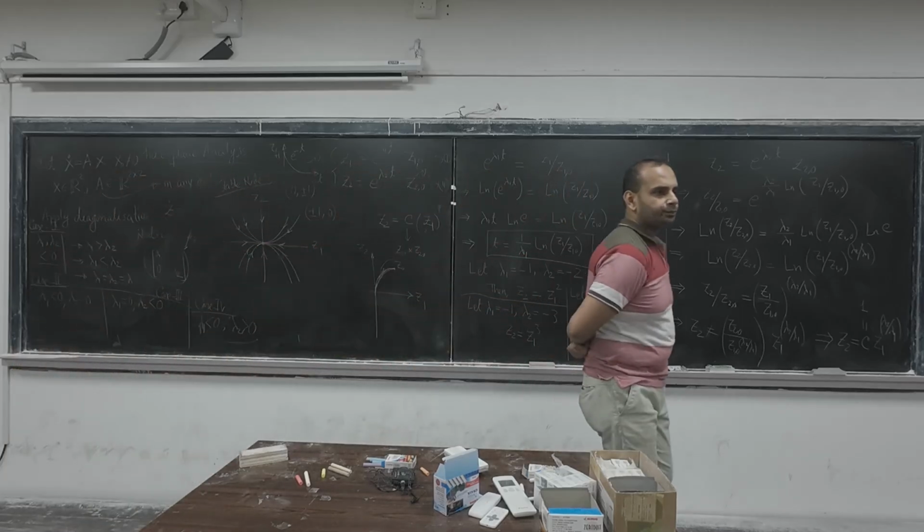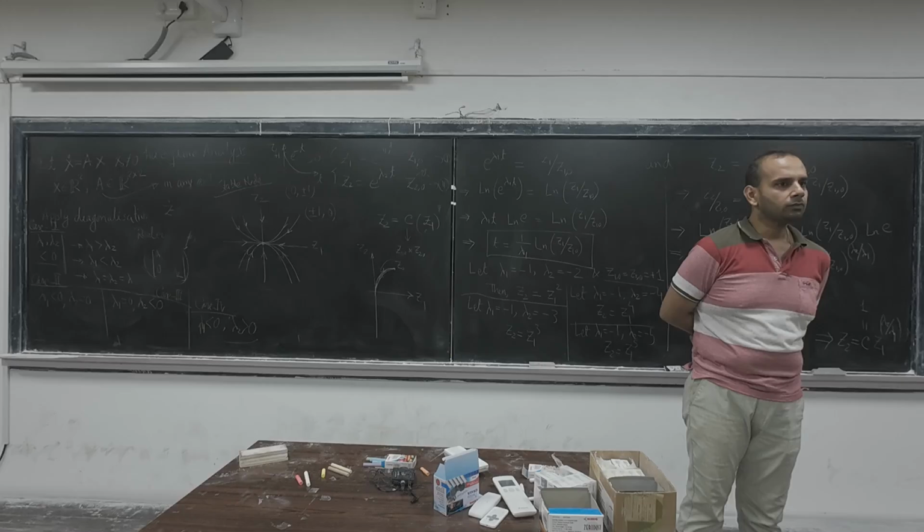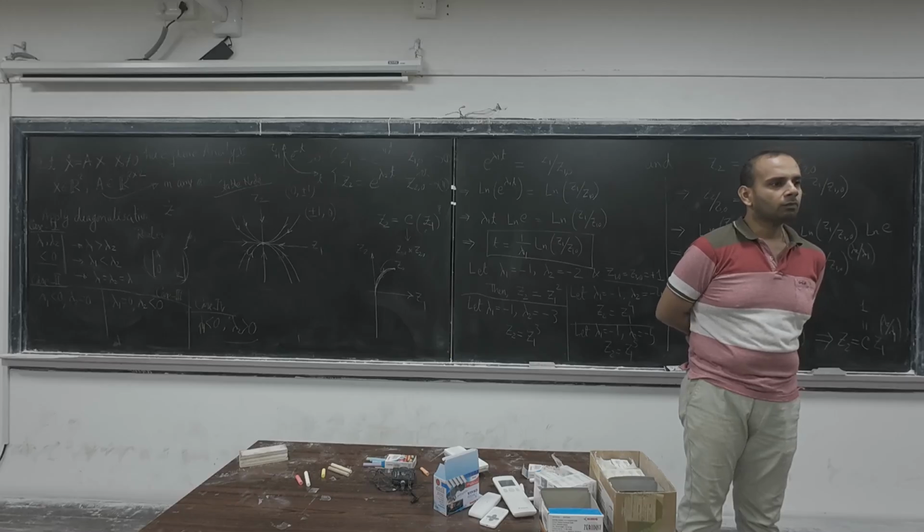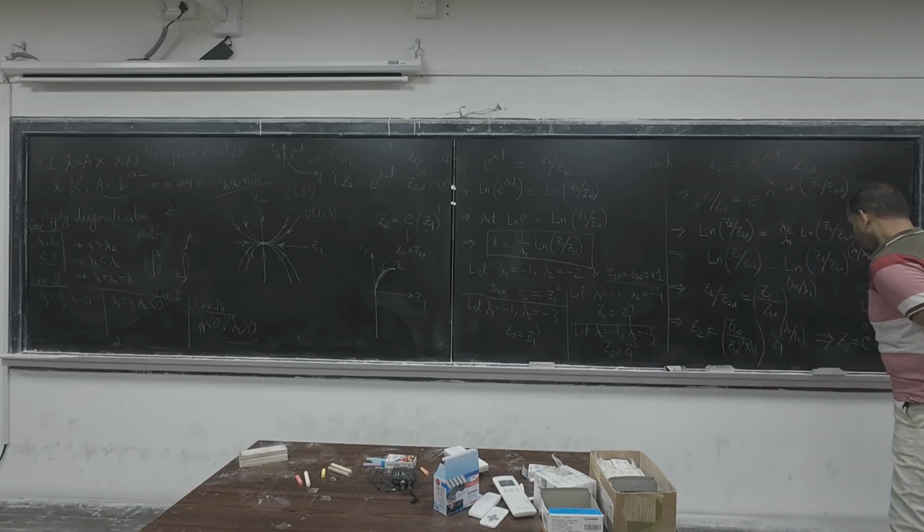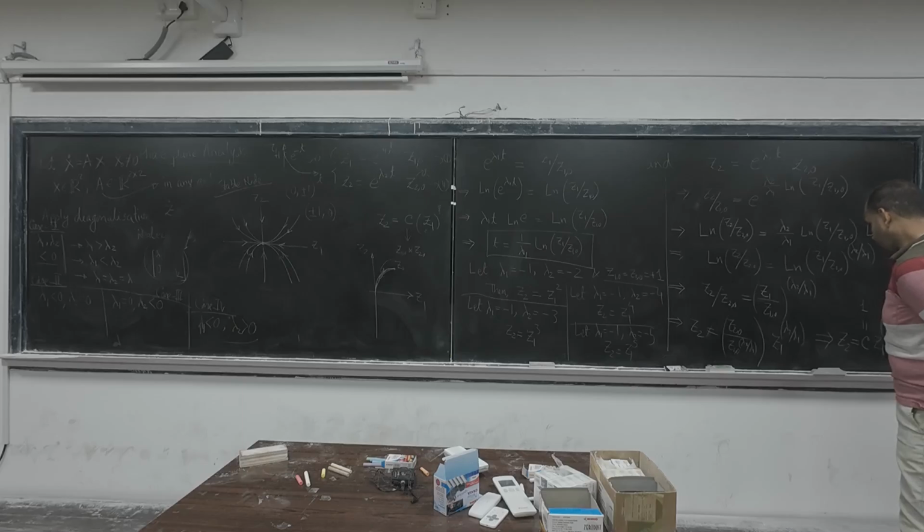Sir, Z20 is in the denominator. If it is 0 then the system... Z10 is in the denominator, right? Yes.